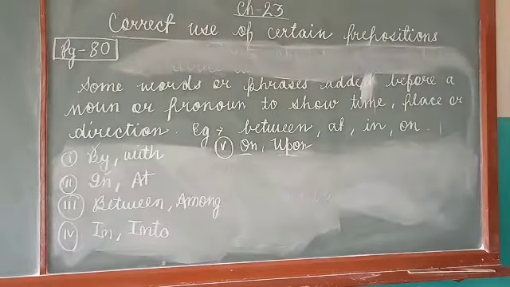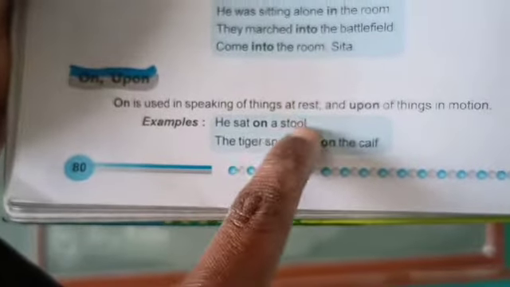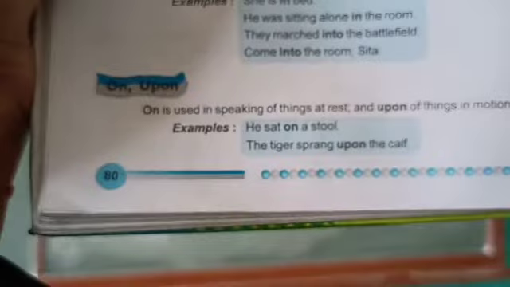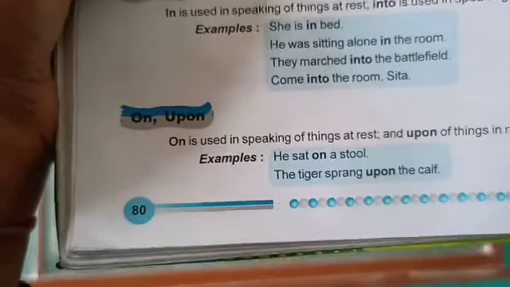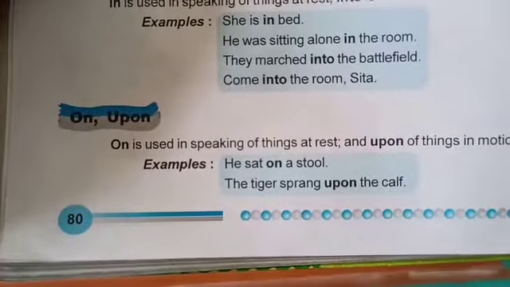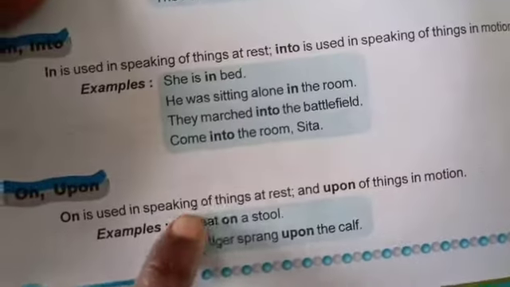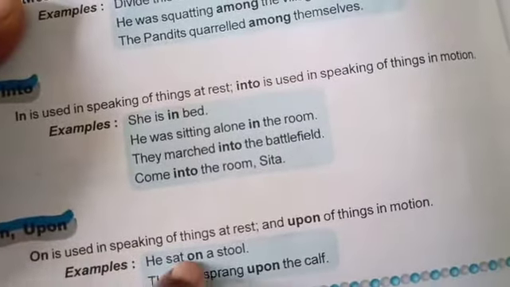I will show the example from here. He sat on a stool. Here you can see what is the action. कैसा काम हो रहा है यहाँ? बैठने का काम हो रहा है. It means there is no motion. It is in rest position. He is in what? Rest position. So whenever we talk about things which are in rest, we use what? On. So he sat on a stool.